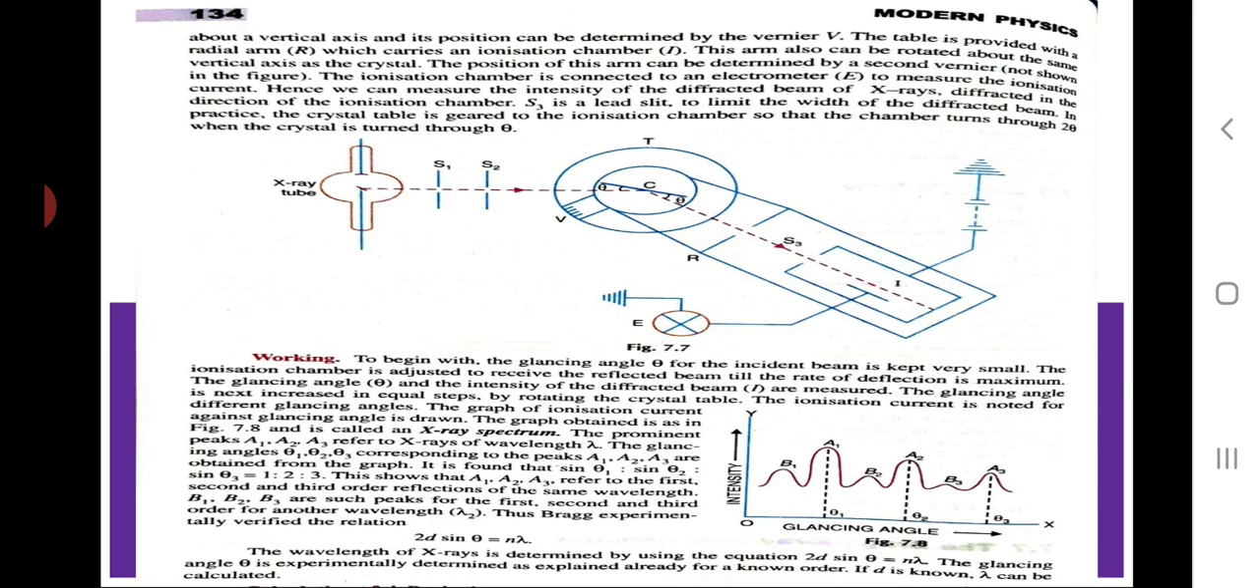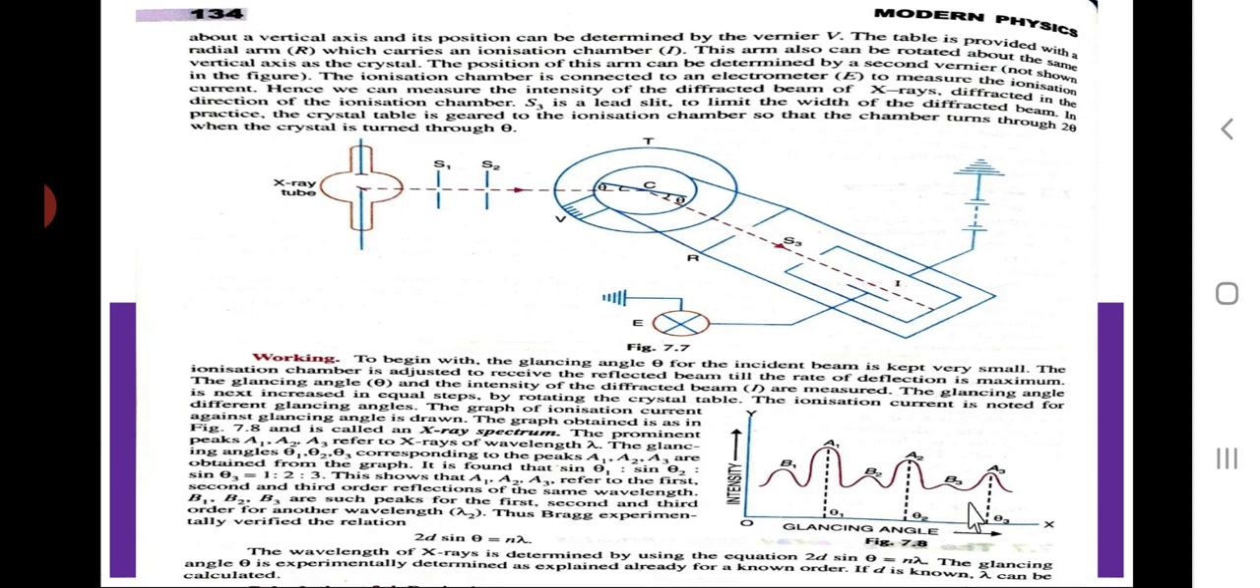for different glancing angles. The graph of ionization current against glancing angle is drawn, and the graph obtained is as shown in figure and is called X-ray spectrum. The prominent peaks A1, A2 and A3 refer to X-rays of wavelength lambda.